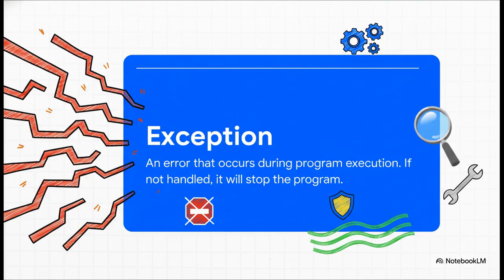So here's the core idea. An exception is just an error that pops up while your program is running. Now the key phrase here, the most important part, is "if not handled." Because an unhandled exception means your program crashes. But a handled exception, that's a program that keeps on running smoothly, just like you wanted it to.